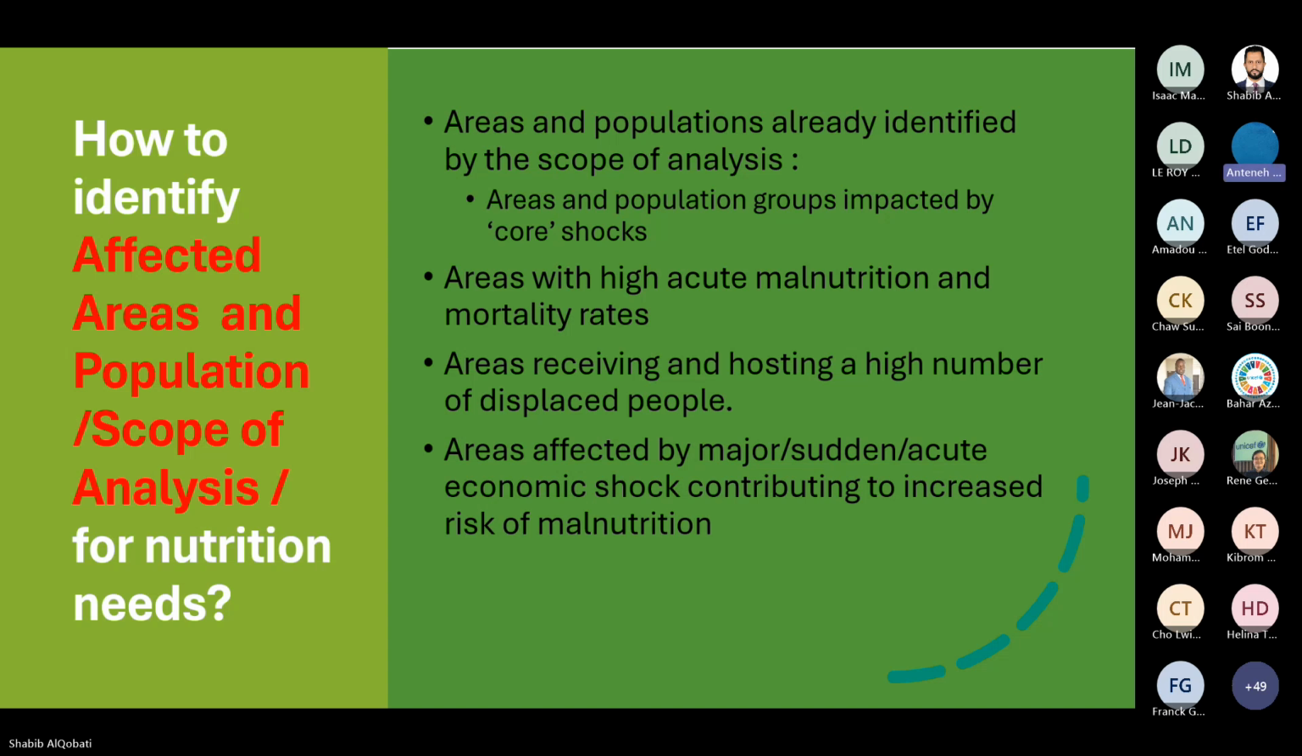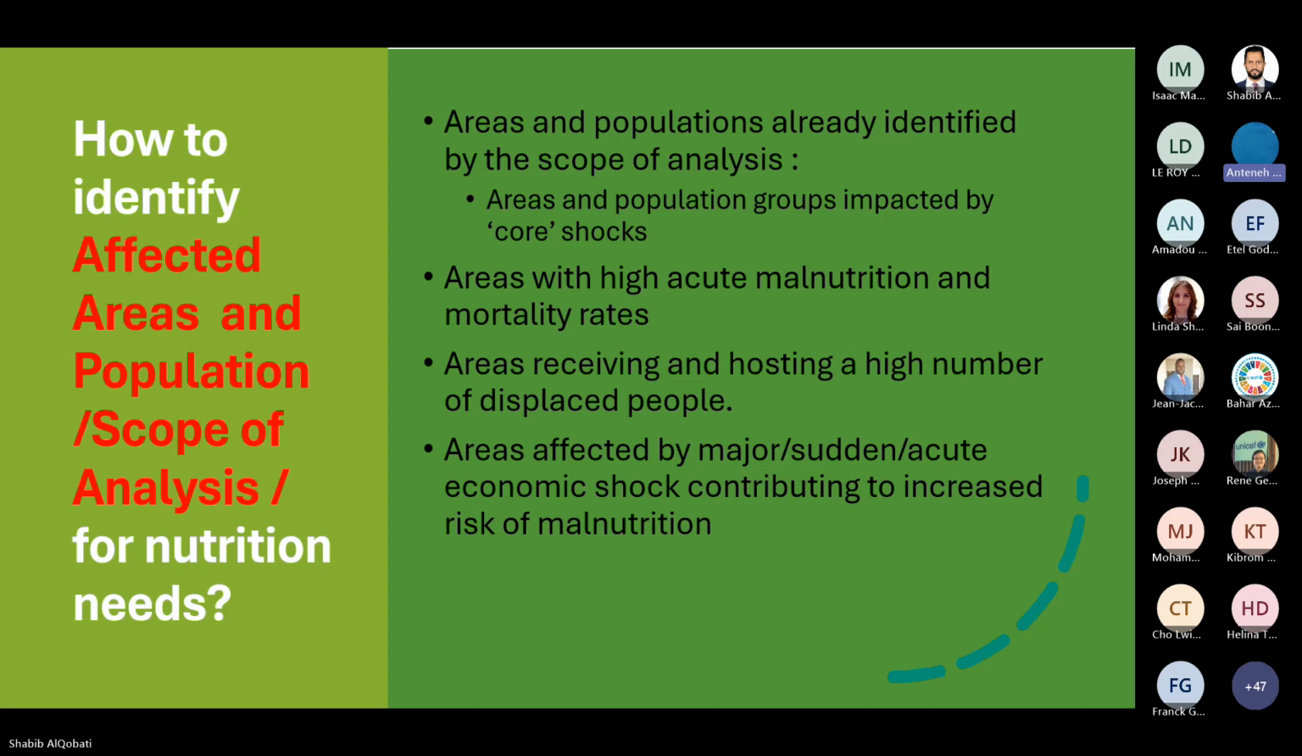So again, I'm reiterating the point which I made earlier. For nutrition, the affected areas are areas affected by the shocks and included in the scope of intersectoral analysis, meaning OCHA's criteria. I mean, OCHA in quotation, but it's an intersectoral decision which decides which areas to be included as affected in the HNO, and then additional areas which fulfill the nutrition sector's criteria, which includes high acute malnutrition.